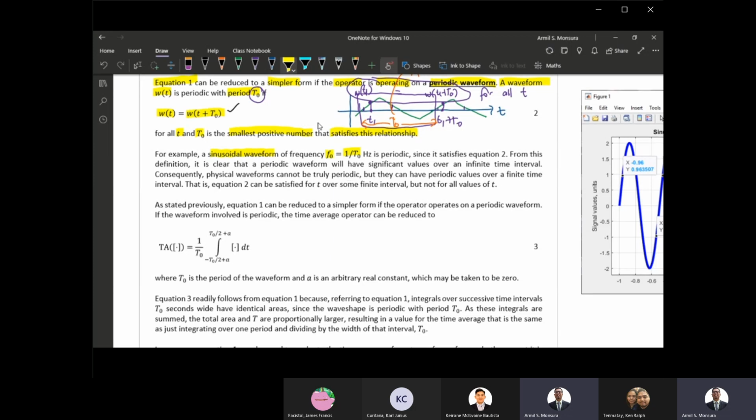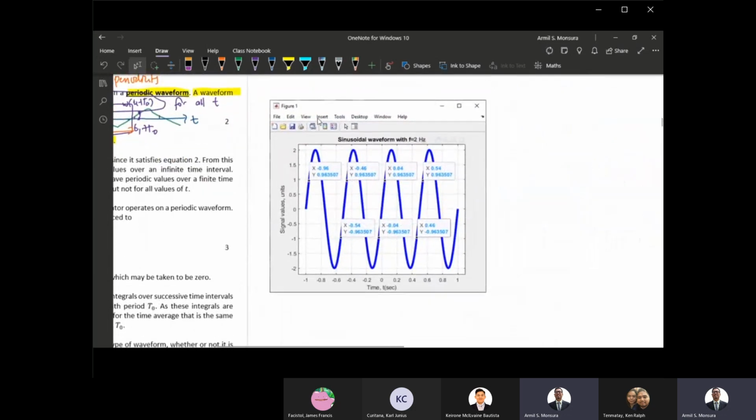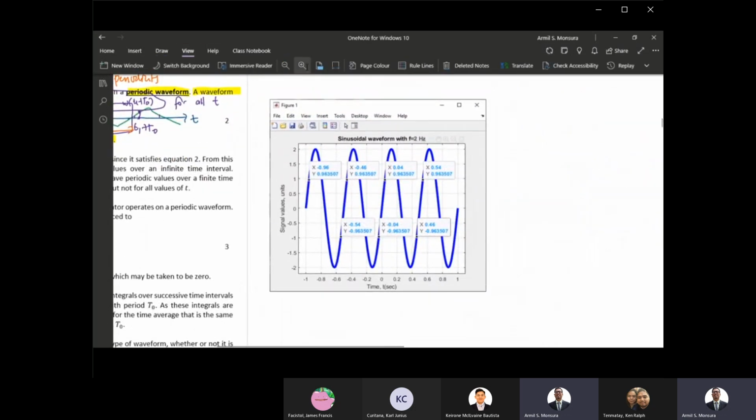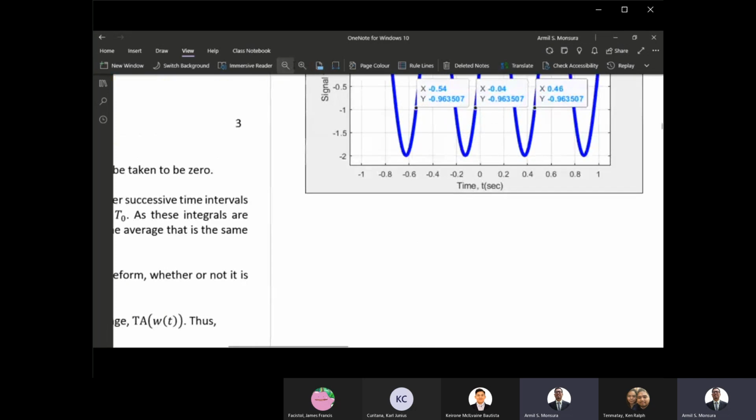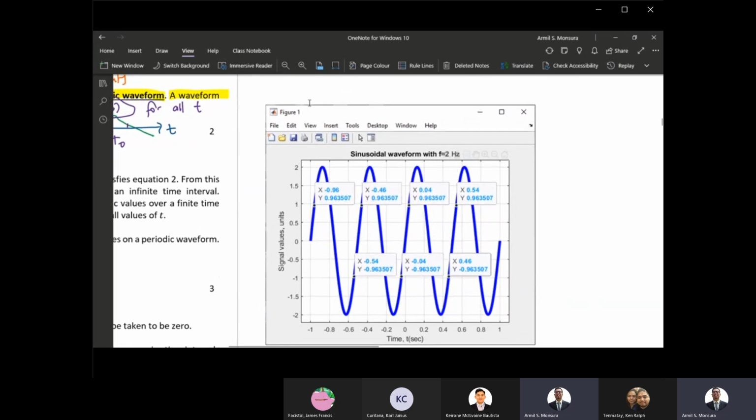So we can actually see it here. Pwede siya pakita dito sa example natin. In here, I've plotted a sinusoidal waveform with frequency of 2 Hz. Ang equation ng waveform na to is actually 2 sine of 2 pi times 2 times t.